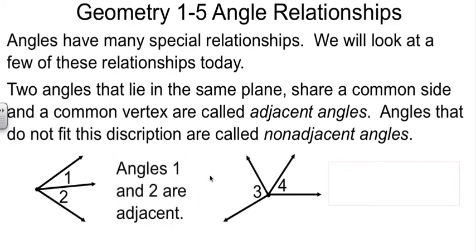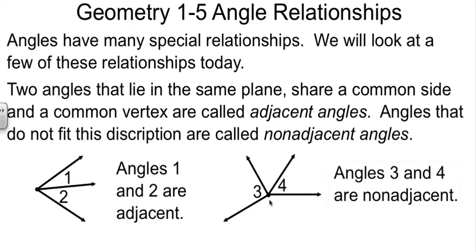So angles 1 and 2 here are adjacent. Angle 3 and angle 4 are not adjacent, non-adjacent angles. They have the same vertex, but they don't share a side in common. Angle 3 and this big angle would be adjacent. Angle 4 and this other angle over here would be adjacent. But 3 and 4 are non-adjacent.